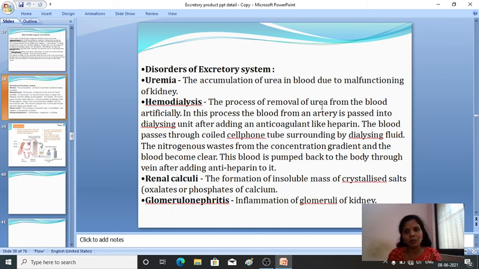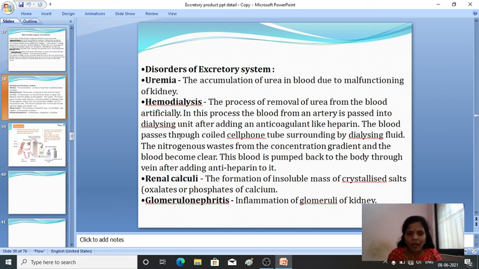The process of removal of urea from the blood artificially. Hemodialysis is one of the processes carried out by removal of the urea from the blood artificially. In this process, the blood from the artery is passed into the dialyzing unit after adding an anticoagulant like heparin. The anticoagulant like heparin is added in the dialyzing unit.